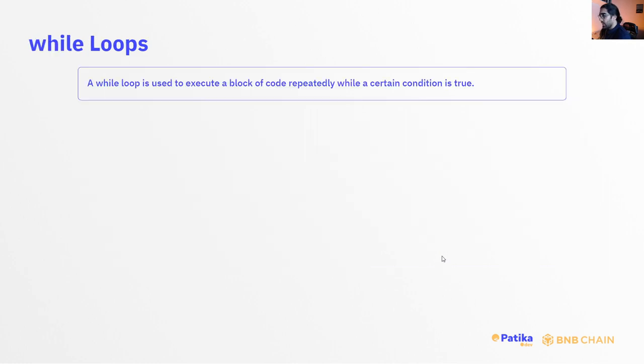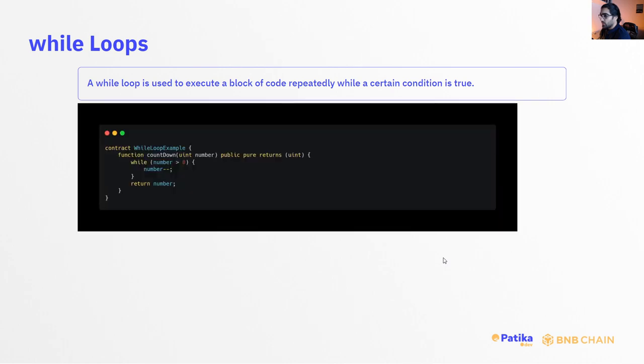So while loops. A while loop is used to execute a block of code repeatedly while a certain condition is true. So here we are basically using the same logic as with for loops, and we can say that every for loop can be converted to a while loop and vice versa. So in this regard, we have a while block, and in this block we are saying that okay, number greater than 0. If it's greater than 0, we can continue looping.